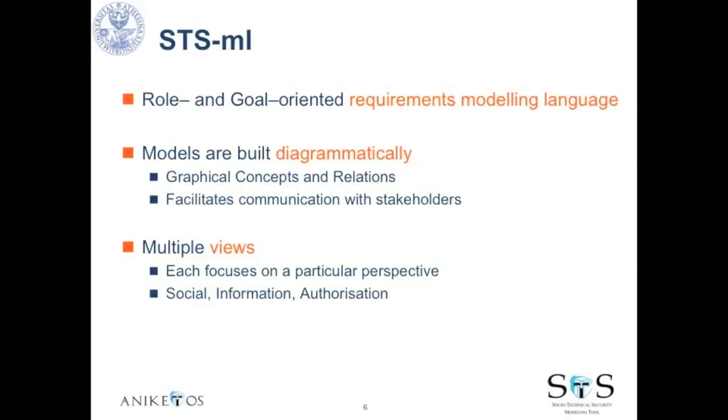STS-ML is a role and goal-oriented requirements modeling language. It is a graphical language in which models are built diagrammatically. We have graphical concepts and relations, which I'll introduce throughout the talk. And this kind of language, being graphical and having diagrams built to express the security requirements, is also helpful because it facilitates the communication with the stakeholders.